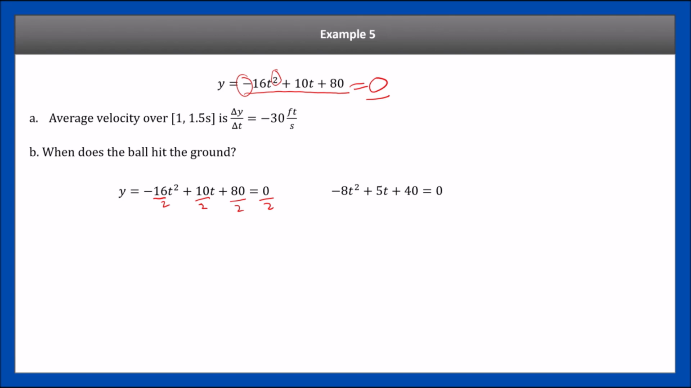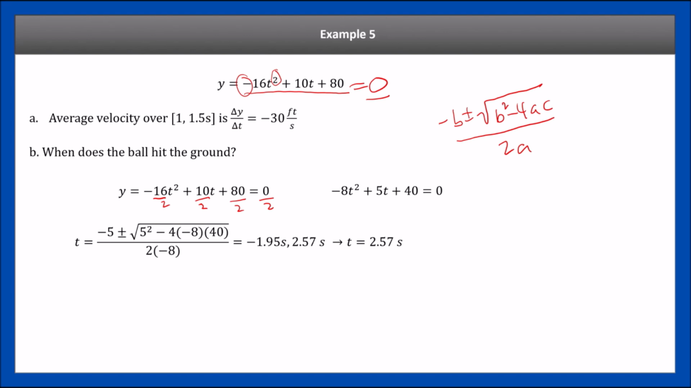Remember, the quadratic formula is negative b plus or minus the square root of b squared minus 4ac, all divided by 2a. This is a, this is b, this is c. Plugging it in, we get negative 1.95 seconds and 2.57 seconds. Obviously, we're going to ignore the negative time because it's nonsensical in this application. So we get 2.57 seconds. That's when it's going to hit the ground.